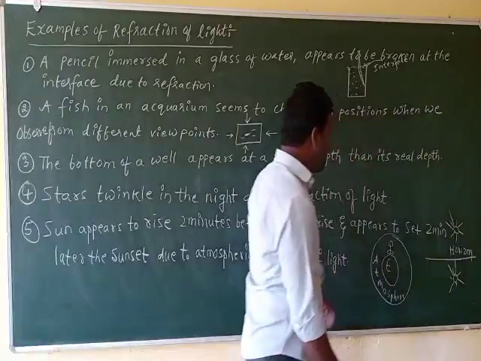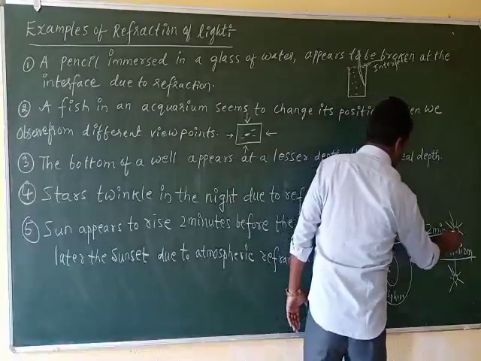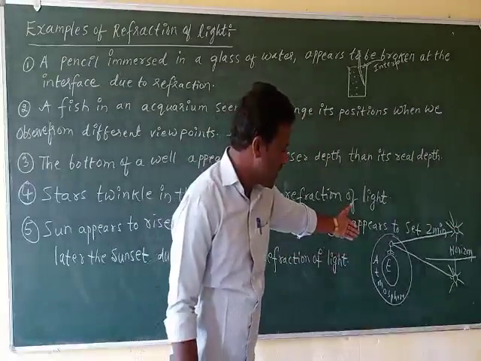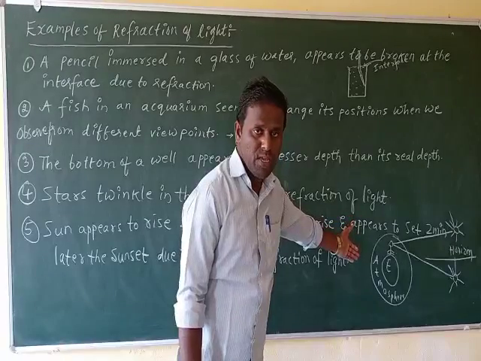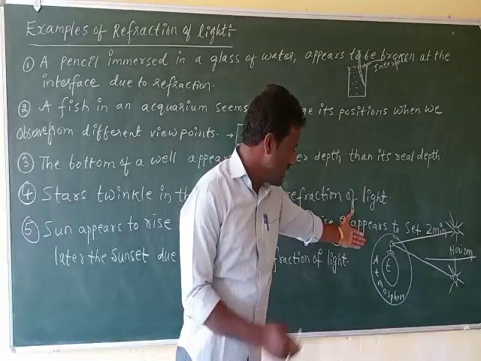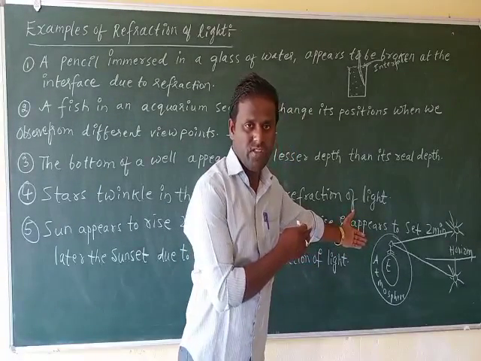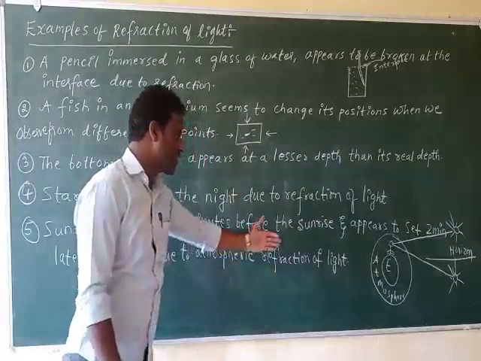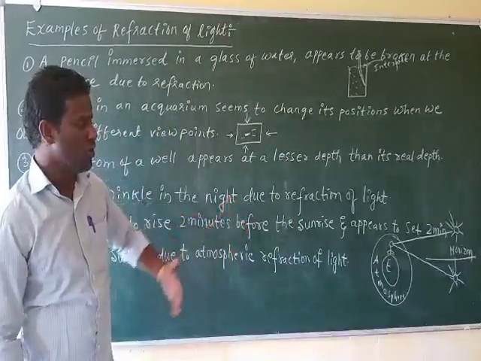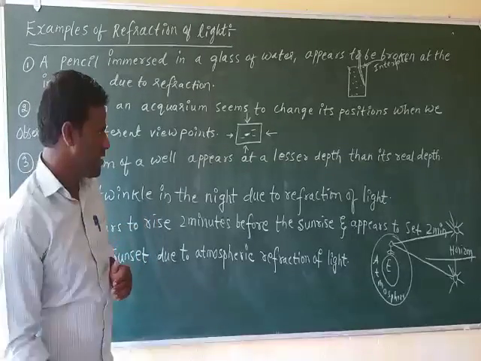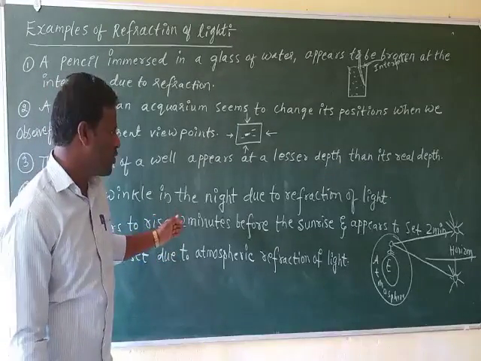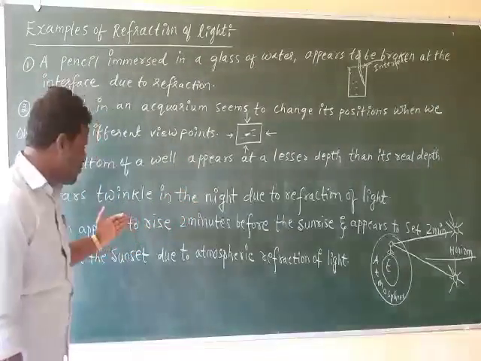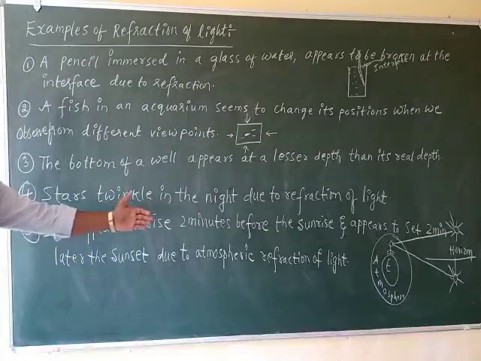Due to the observations of a person from the Earth's atmosphere, these observations are resulting in the phenomenon called atmospheric refraction of light. So for us, the sun appears to be going down 2 minutes later and coming up from the horizon 2 minutes before. This is due to refraction of light.